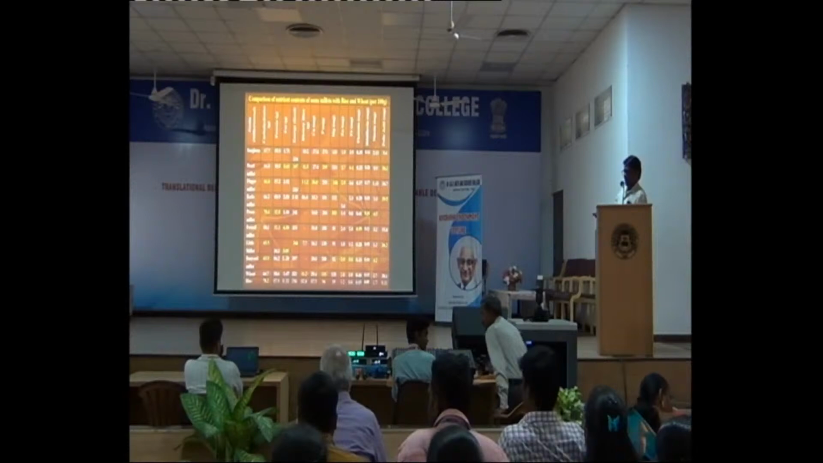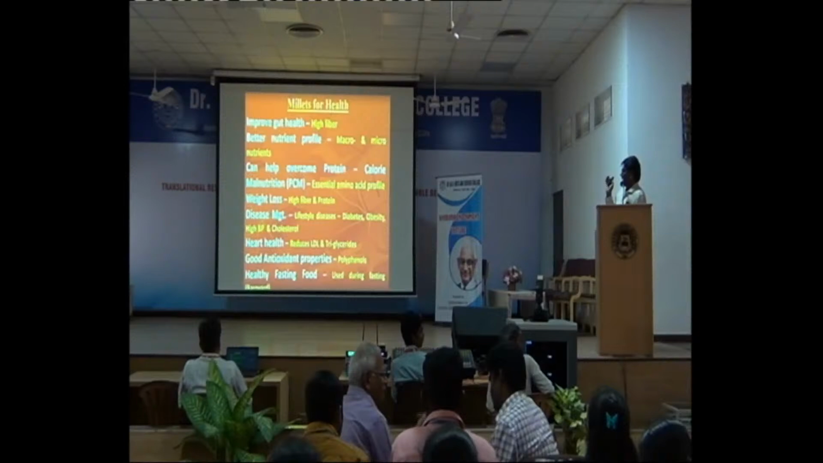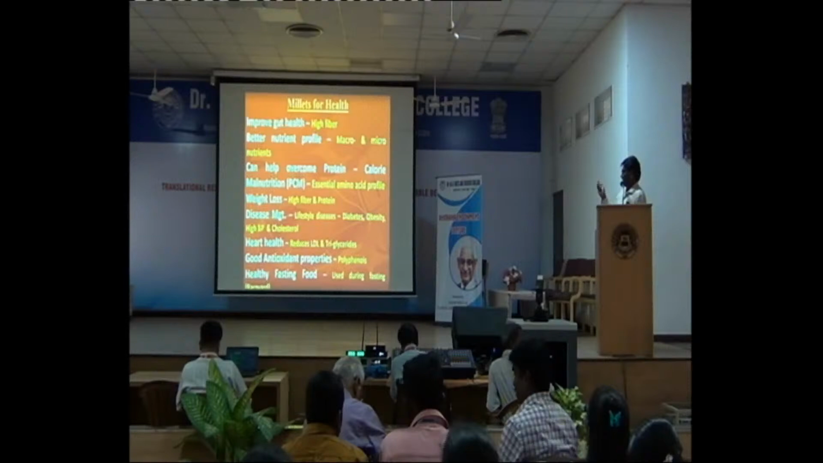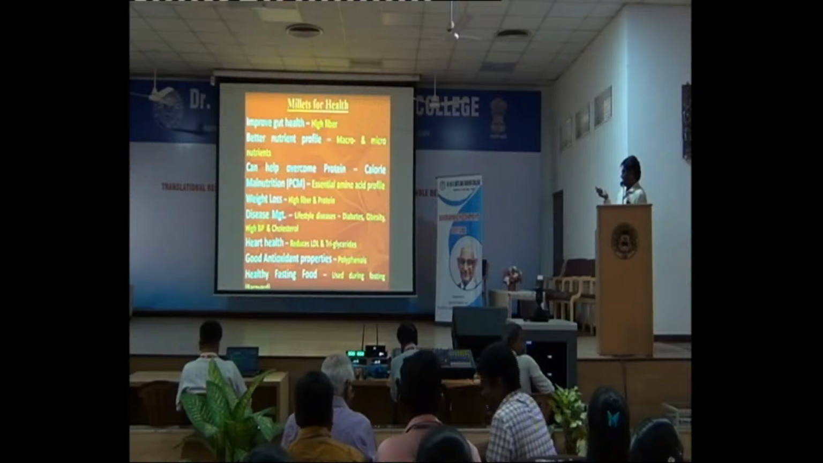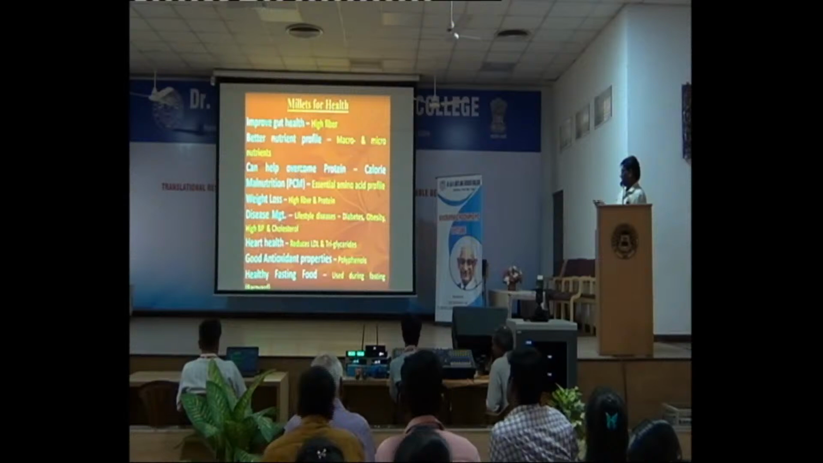So millets for health, what are they for? Rich in high fiber and macro and micronutrients, they overcome the problem of essential amino acid profile, being rich in amino acids, high fiber, and protein. They also help with lifestyle diseases like diabetes, obesity, high blood pressure, and cholesterol. Good for heart health. Since morning we have been hearing about heart diseases, and some of it we can reduce through millets, which reduce low-density lipoproteins as well as triglycerides. They have good antioxidant properties like polyphenols. They are also a healthy fasting food, used during fasting.